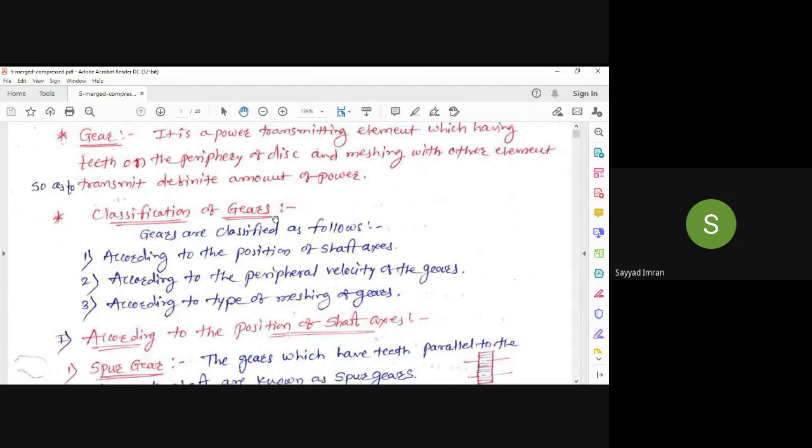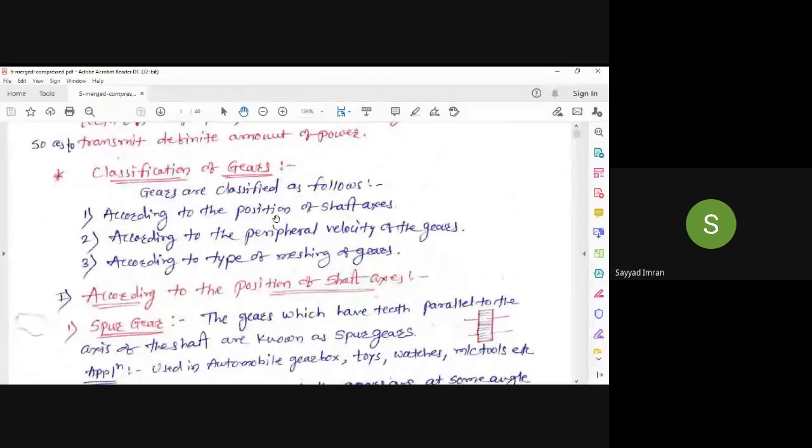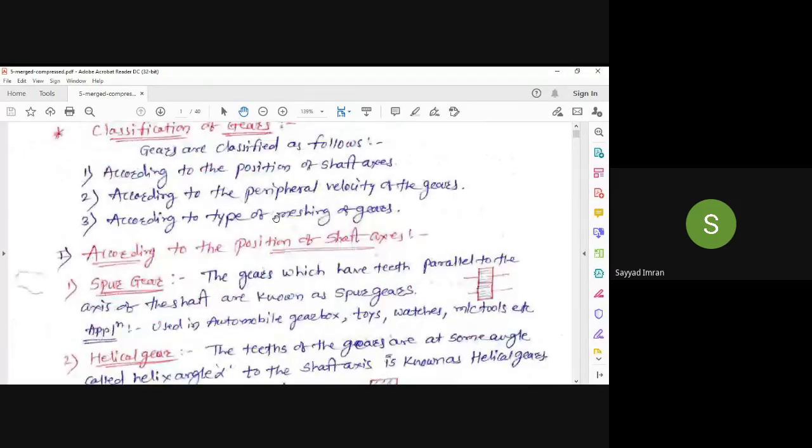Classification of gears. Gears are classified on the basis of some criteria. There are three criteria. The first criterion is according to the position of shaft axis. The second criterion is according to the peripheral velocity of the gears. And the third criterion is according to the type of meshing of gears.